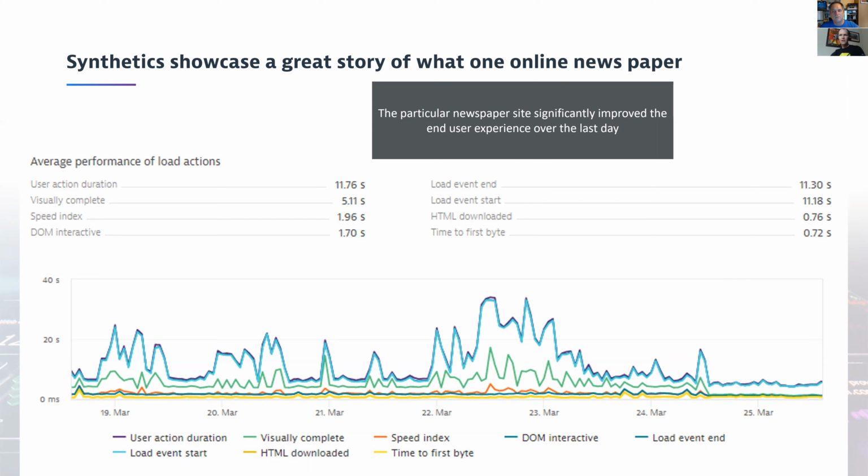So this site, as you can see, around March 24th, made some pretty substantial changes to their web property to improve the end user experience. And some of the metrics you see here on the bottom are the speed index, the visually complete, and the DOM interactive. So all these core metrics that companies need to monitor. In this case, we're doing it synthetically, but a lot of our customers or other customers out there are doing it with real user monitoring or even session replay. So there are a lot of ways of looking at this data.